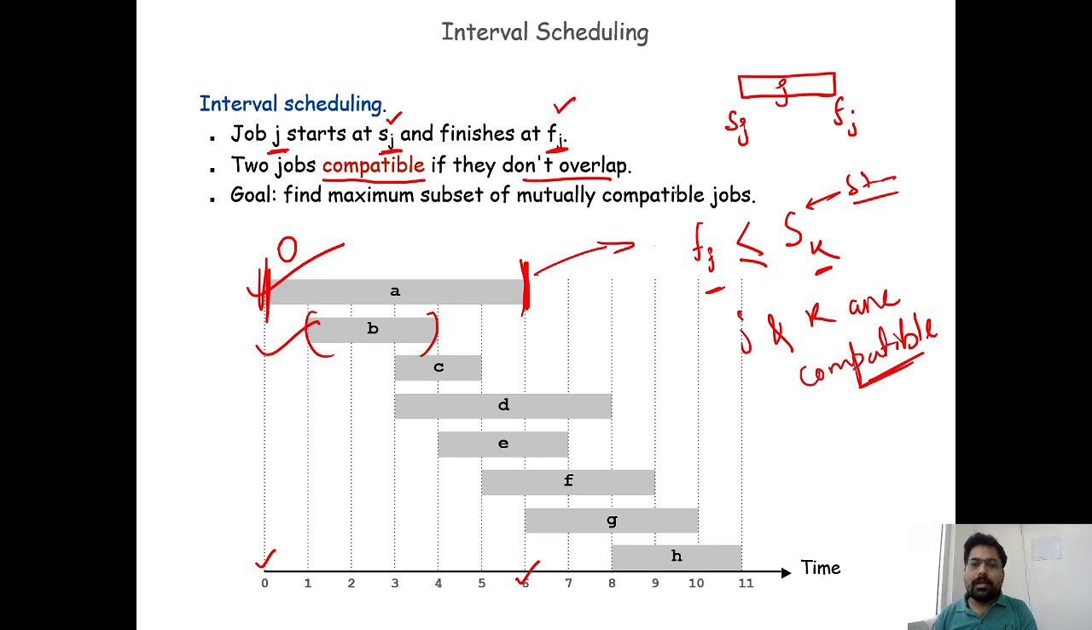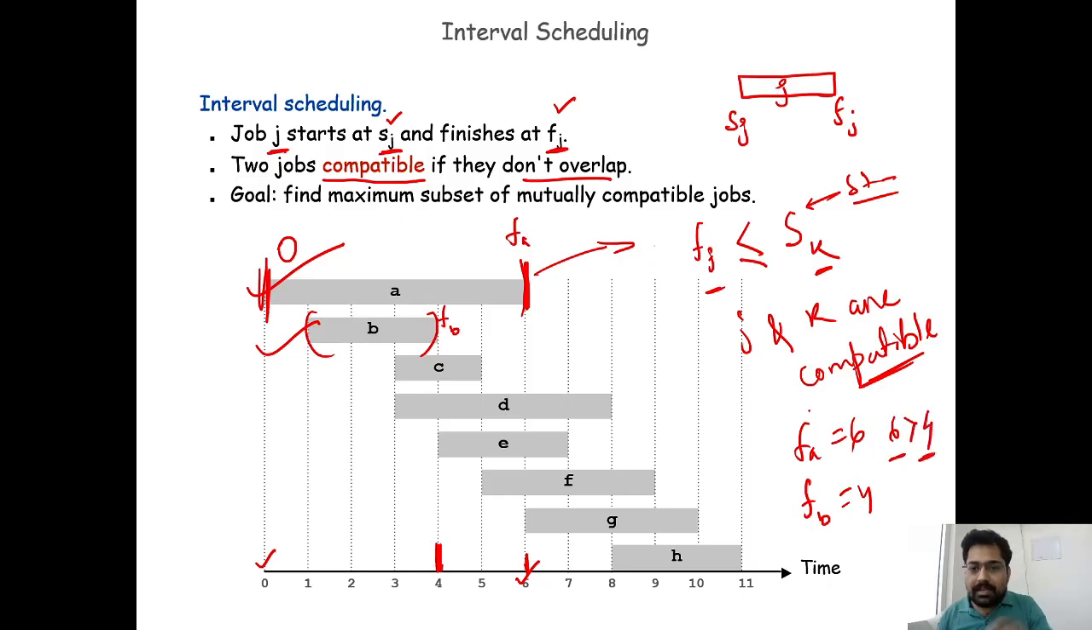Means they are not overlapped. You can check it now, don't worry about it. Here this is f of a and this is f of b. That we know, f of b is 4 and f of a is 6. F of a is 6, f of b is 4. That we know 6 is greater than 4.